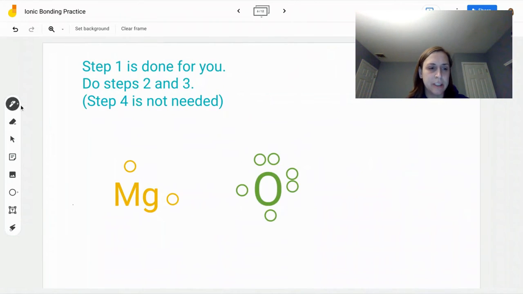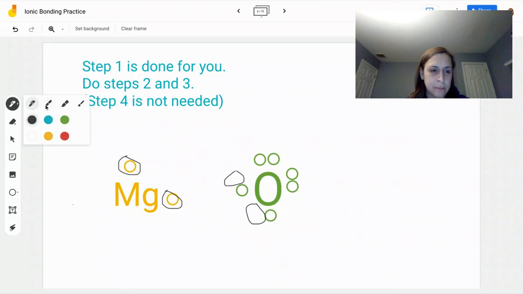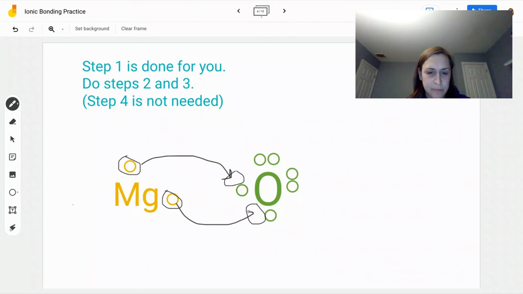Okay, so I'm going to circle my electrons that should leave. Those are going to form a cation. There's 2. Magnesium's going to get rid of its 2 electrons. Okay, and I see a hole here where an electron could go. And I see a hole here where an electron could go. Now I'm going to go ahead and make an arrow. That goes there. And that goes there. Okay, and we don't need to add any more atoms.